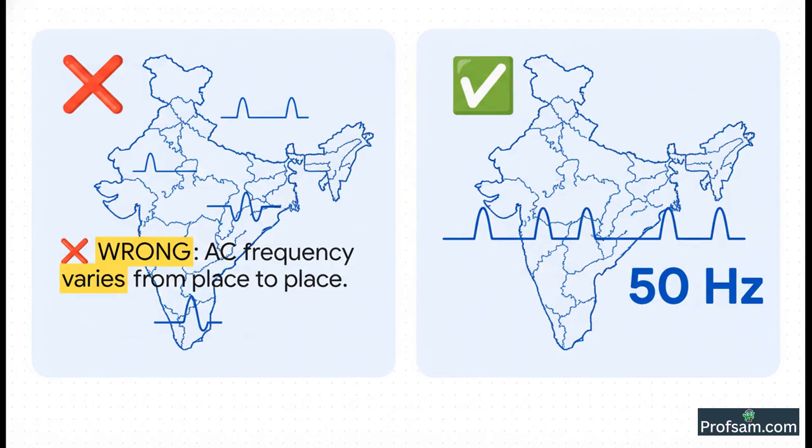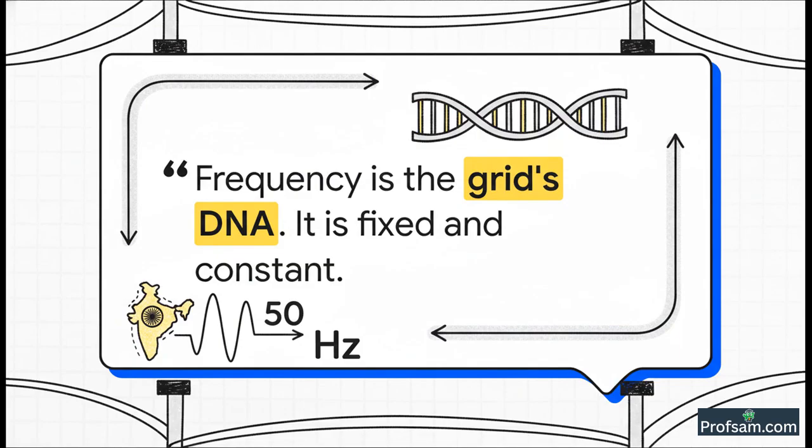And the third common mistake is thinking that AC frequency changes from place to place. No, the frequency for an entire country's power grid is fixed and very stable. For us in India, it is always 50 Hz. The voltage might fluctuate a little bit, sometimes it's 220 volts, sometimes 230 volts, but the frequency, that is rock solid at 50 Hz. So, here's a fantastic way to remember this forever.